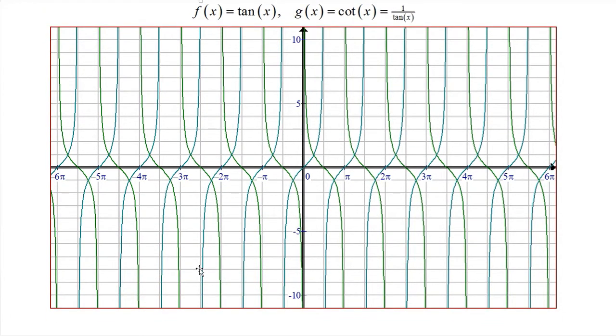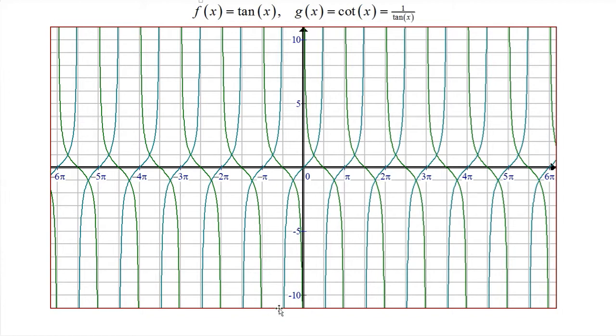Now, tangent and cotangent are reciprocals, and this picture does bear that out, but it's a little harder to see, I guess. So when tangent is 0, cotangent is undefined, so everywhere tangent is 0, here and here and here, you have a vertical asymptote for the other one. Everywhere cotangent is 0 is where tangent has a vertical asymptote. Okay? When tangent is less than 1, cotangent is bigger than 1. When tangent is bigger than 1, cotangent is less than 1. So notice tangent increases, cotangent decreases.